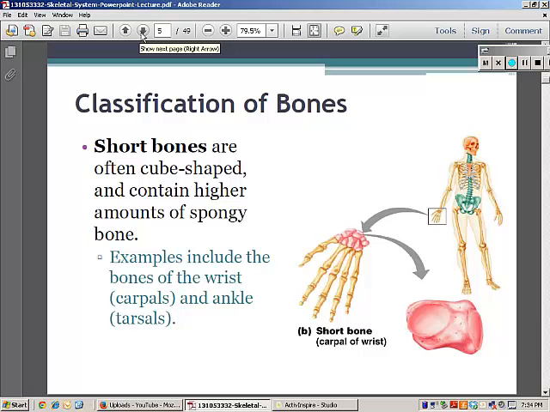Our long bones are mainly made out of compact bone tissue, but our short bones usually have a lot of spongy bone tissue in them instead. And good examples of these, of course, are some of the carpals within our wrists, some of the tarsals in our ankle and around our foot region. And so you can see the picture that's zoomed up on some of these short bones.